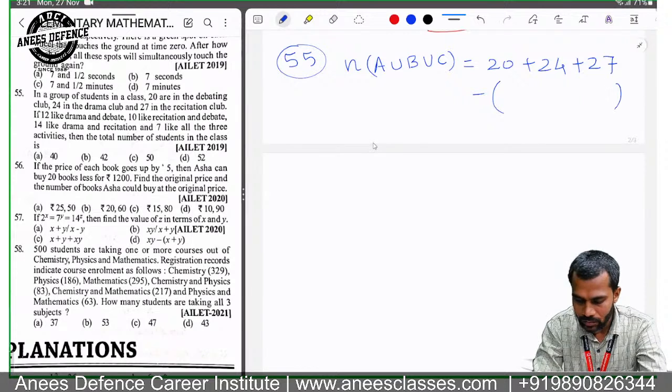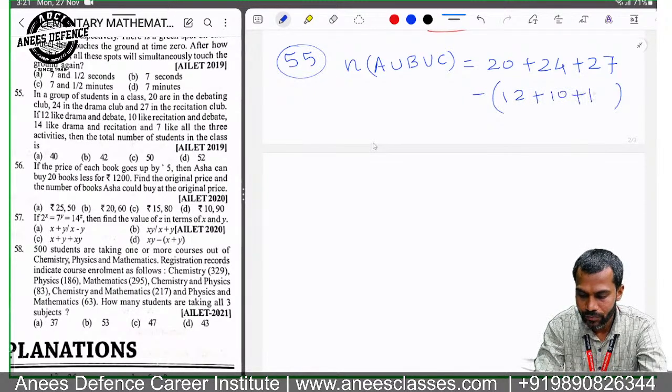Minus. Tell me, I can take minus outside common. Now tell me, 12, 10, and 14. Yes or no? And then plus 7. So we need to find out the total number of students in the class. So what are we getting, tell me.